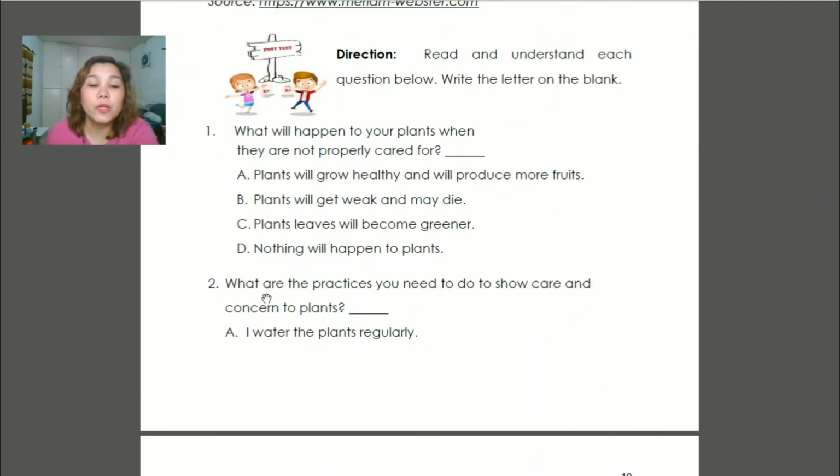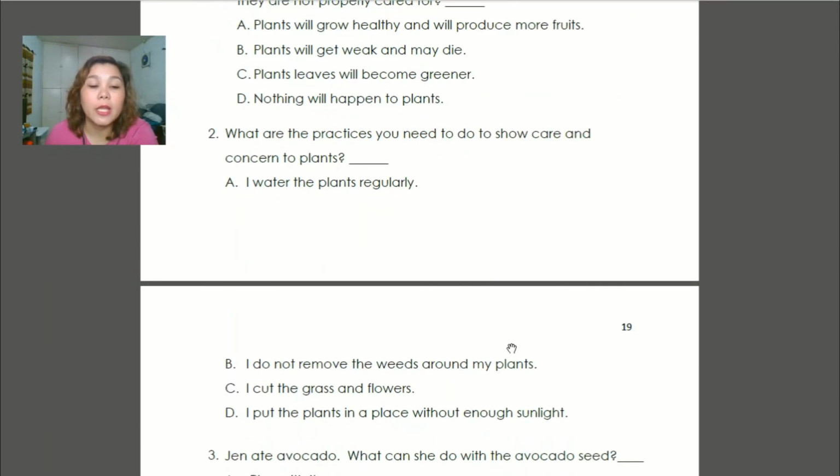Number 2, what are the practices you need to do to show care and concern to plants? A, I water the plants regularly. B, I do not remove the weeds around my plants. C, I cut the grass and flowers. D, I put the plants in a place without enough sunlight.